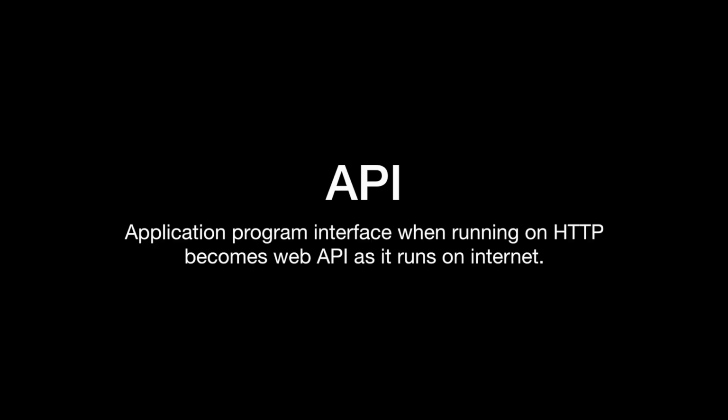So what is an API? Application Program Interface. When running on HTTP, it becomes a Web API as it runs on the internet. Let's take an easy example. When you go to a restaurant and order some food, the waiter comes to you and you give your request that you want Hakka noodles. The waiter takes your request to the kitchen and brings the response, Hakka noodles, to you. The program which takes your request to the server and brings the response from the server to you is known as an API. In this example, the waiter is the API.